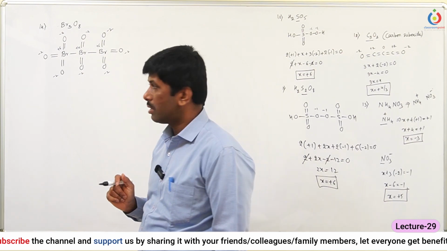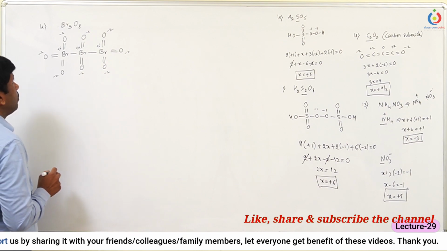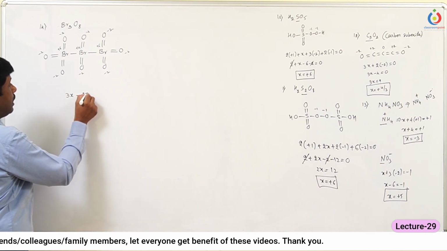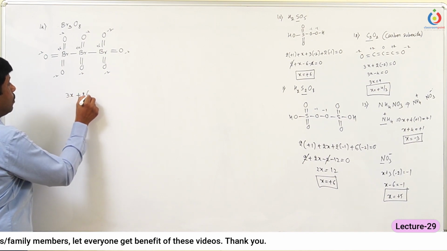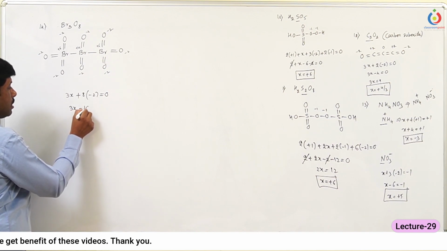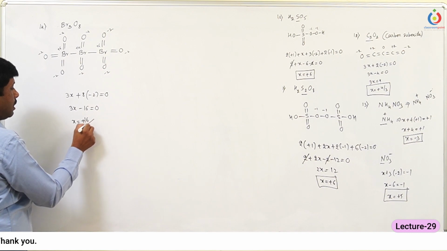But if you take the average oxidation state, average means we have to share these values among all 3 bromines, so that 3x plus 8 into minus 2 equals 0. So 3x minus 16 equals 0, x equals plus 16 by 3.